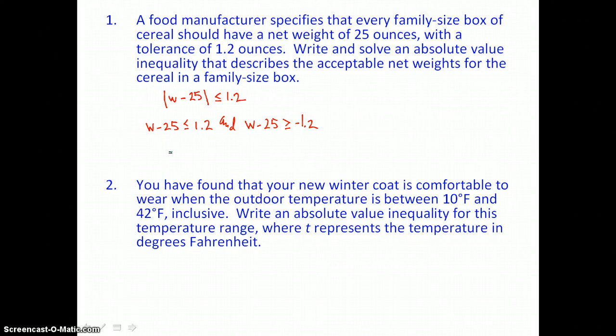Okay, and solving both parts of this compound inequality, we'll add 25 to both sides to get W as less than or equal to 26.2. And on the right, adding 25 to both sides, we find W is greater than or equal to 23.8. And because it's an and statement, we can write it in shortcut form with W, our variable for weight in ounces, in the center, and W is greater than or equal to 23.8 and less than or equal to 26.2. So there's our range for the acceptable weights in ounces.